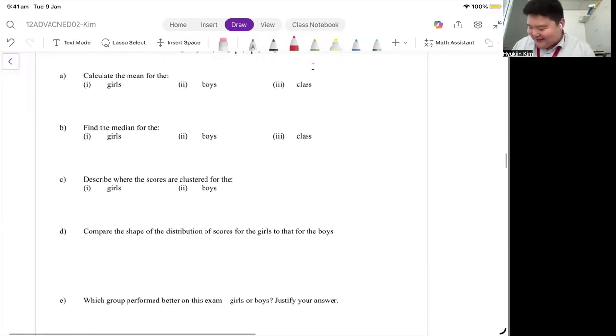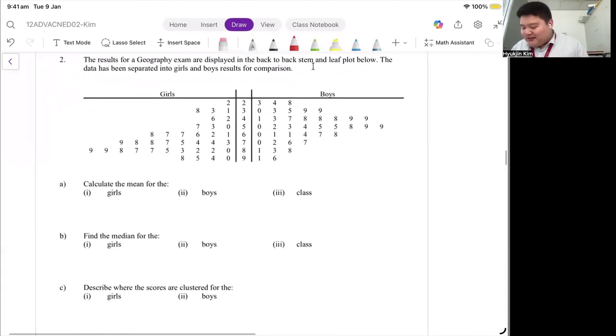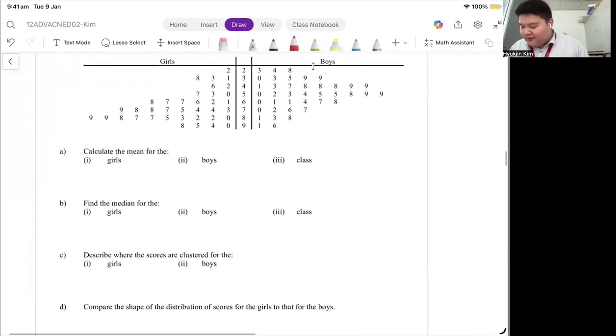This describes where the scores are clustered. I didn't skip it because I didn't want to, I skipped it because I want you guys to try it for yourselves. Describe where the scores are clustered for the girls. I would say around 7 or 8.